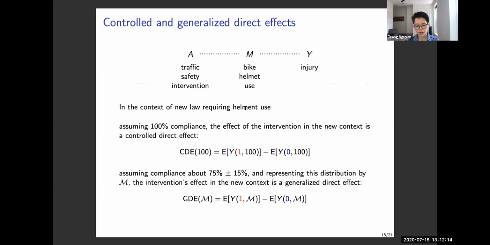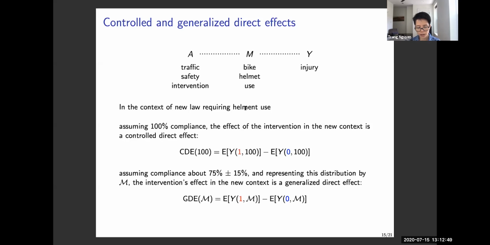So here we have a traffic safety intervention that is effective partly because it increases bicycle helmet use. Say there is now a new law requiring helmet use, and we're interested in knowing the effect of the intervention in the new context. If we assume that compliance to the law is 100%, then the effect of the intervention in the new context is a controlled direct effect, which is the difference between y of 1 little m and y of 0 little m, where little m is 100.